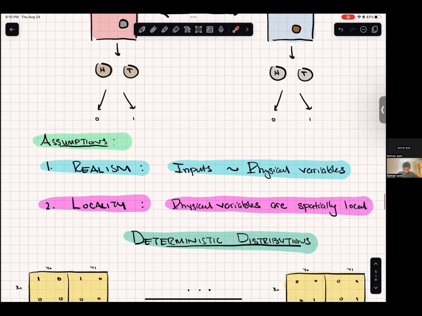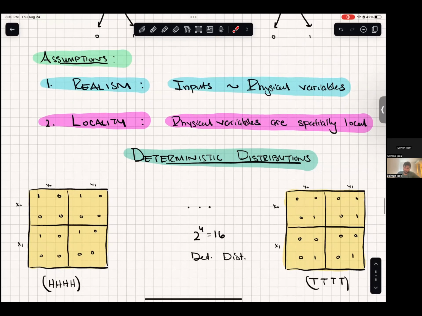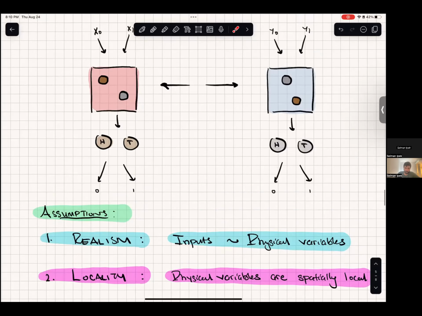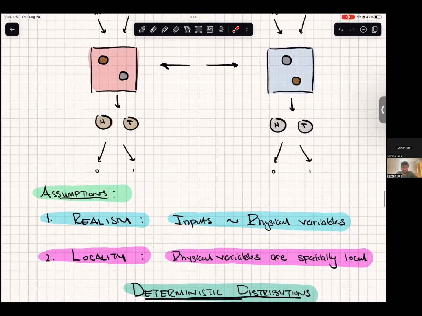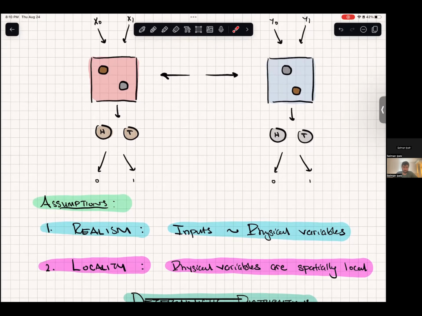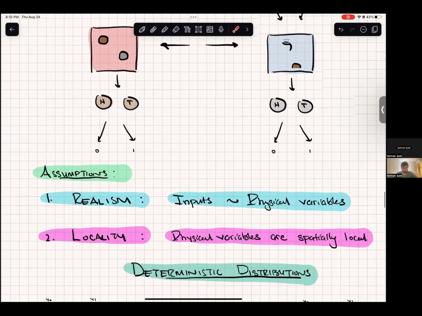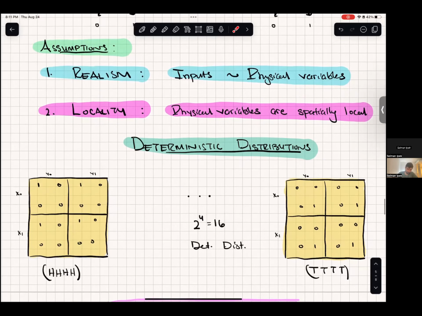And so how many possible ways are there to arrange these four coins, which could all be heads or tails? Well, because we know, due to this assumption of realism, that real coins out in the real world always have some value. They're always heads or tails. And so no matter what the situation is, there's always going to be some set of values for each of these coins.